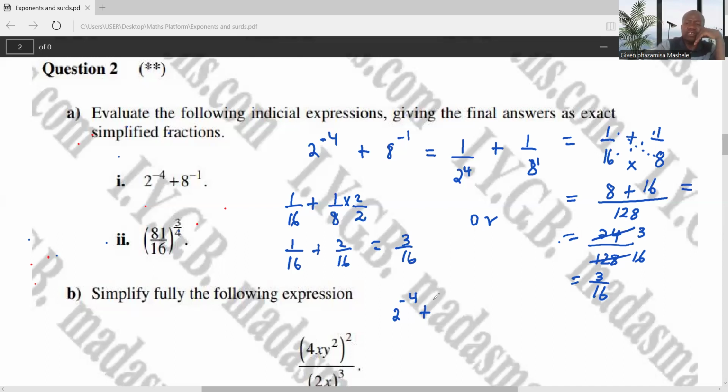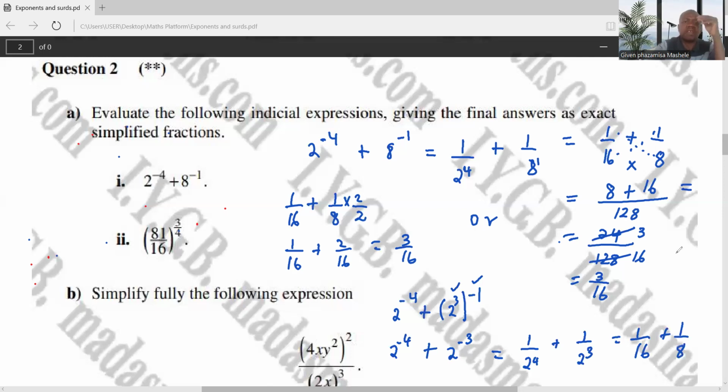Even if we change 8 to have a base of 2, this will be 2 to the exponent of 3, everything to the power of minus 1. So then we're going to have 2 to the exponent minus 4. Then we multiply because it's multiple powers, we can multiply them. This gives us 2 to the exponent minus 3. Then we change this to have positive exponent. So it's 1 over 2 to the exponent of 4 plus 1 over 2 to the exponent of 3. So this will still be 1 over 16 plus 1 over 8. You see, we still get the same answer.